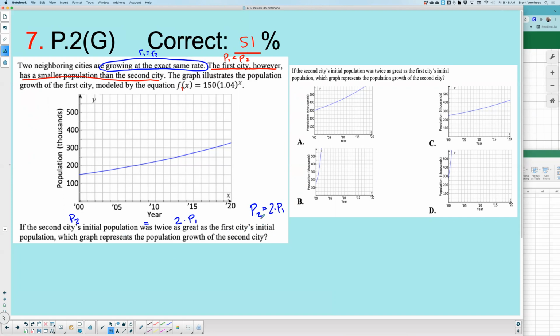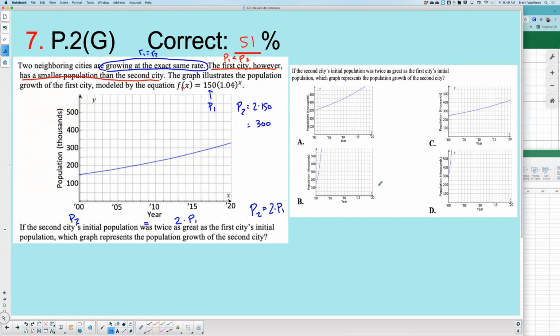Which graph represents the population of the second city? All right, so let's look up here. What is the population of the first city? 150. That's P1. Yeah, you'd be correct. It's technically 150,000. So what is P2 going to equal? 300. Yeah, graphically it'll represent 300. So we need to start at 300.